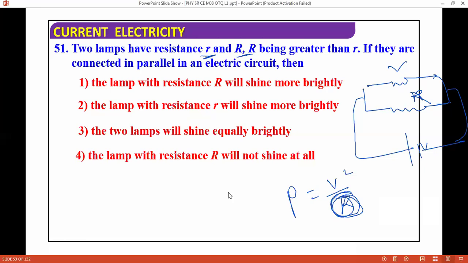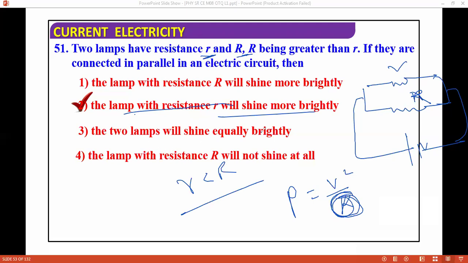Read one by one. So lamp with resistance r will shine more brightly. Why? Because the value of r is less. Of the two lamps, capital R is greater, so r is less. So because r is less, definitely power of r will be more. So lamp with r will shine more brightly.